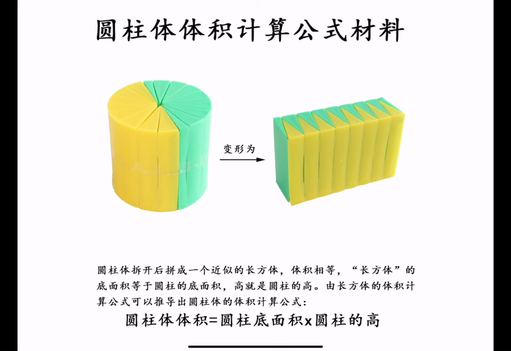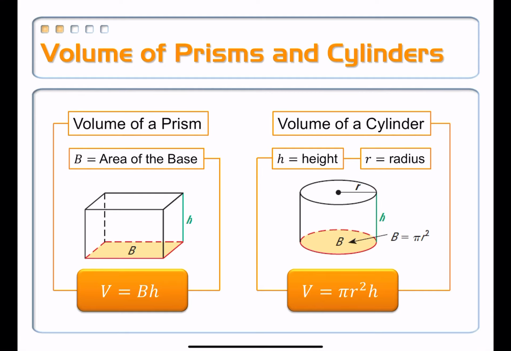So here, in conclusion, volume of prisms and cylinders. The volume of a prism, where B is the area of the base, is area of the base times the height of the prism. And the volume of a cylinder is pi r squared times the height, again, pi r squared being the area of the base, and then multiplying it times the height.